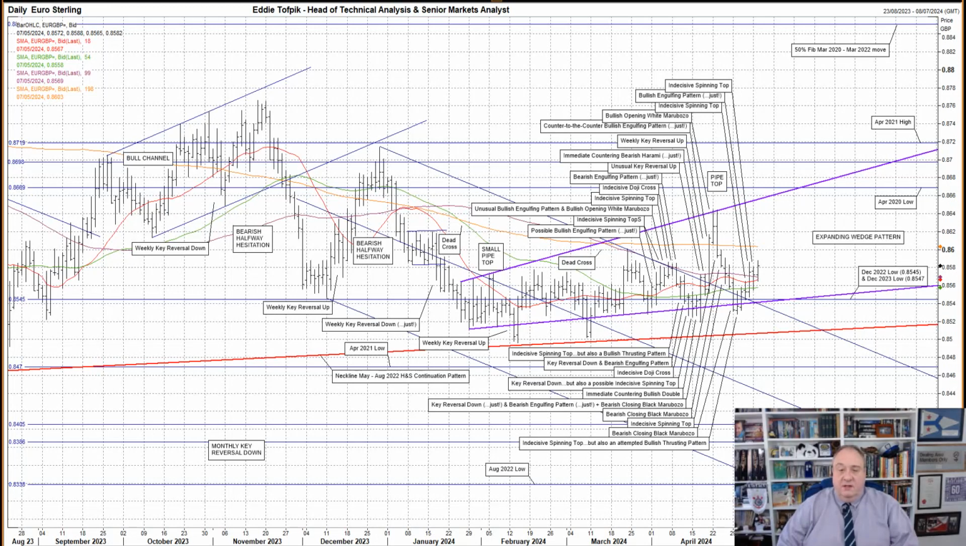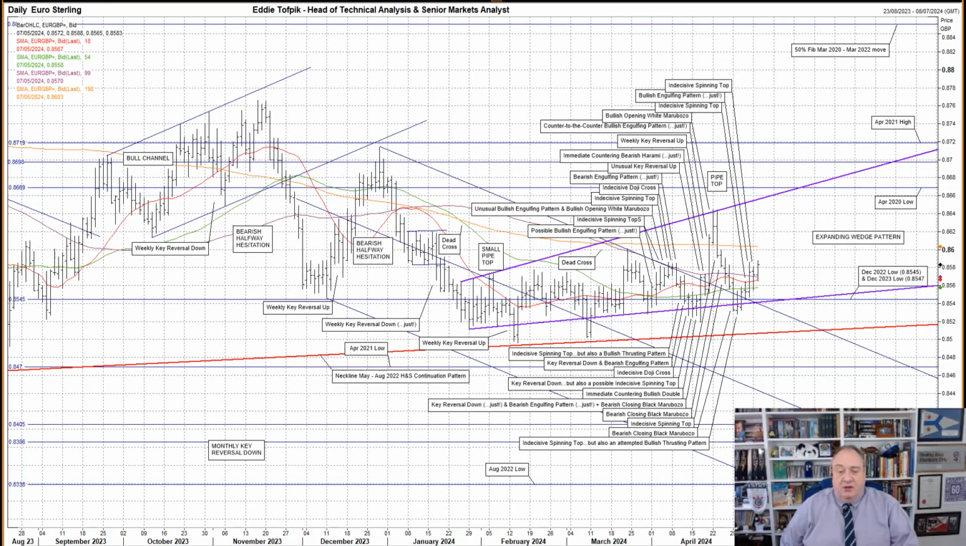Euro sterling. An indecisive spinning top yesterday with a second consecutive close back above the medium moving average, currently at 85.70, though it did have a long tail that stretched just below the short medium moving average, currently 85.58. Overall prices are still within the purple highlighted late January to date expanding wedge pattern, currently 85.41 to 86.56.